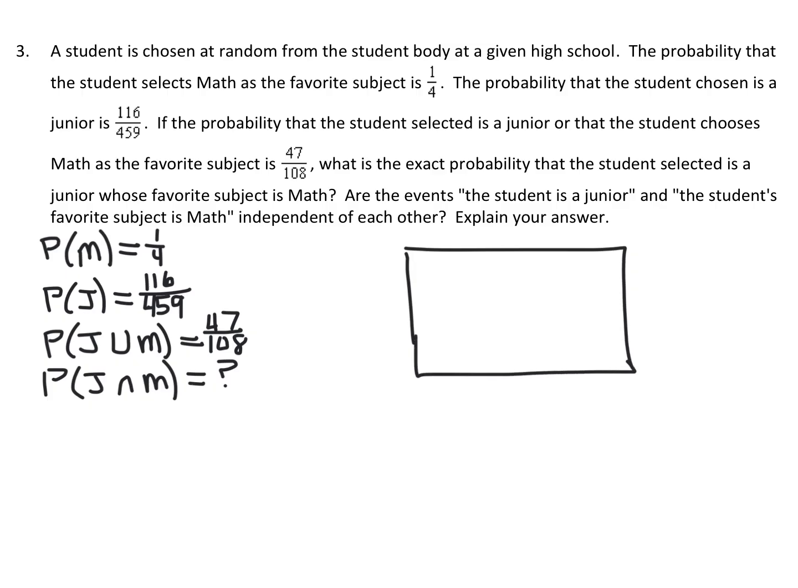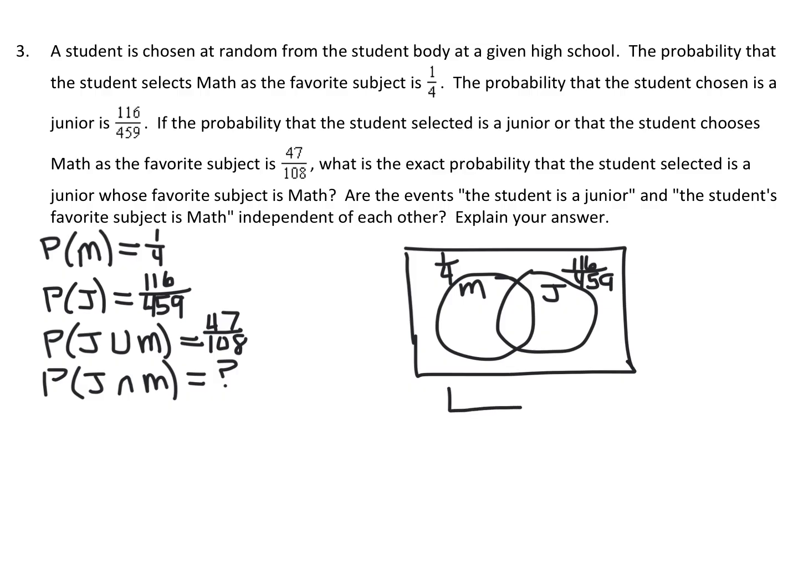Okay, so in our Venn diagram, here's our math circle, which we know is 1/4 on top. And then here is our junior circle, which we know is 16 over 459. Now this is in probability form, not whole number, not total form. Now the or, here's how the or works. We know that with the or is the sum of these three circles. So let me do it like this. The sum of these three circles should add up to, right here, 47 over 108.